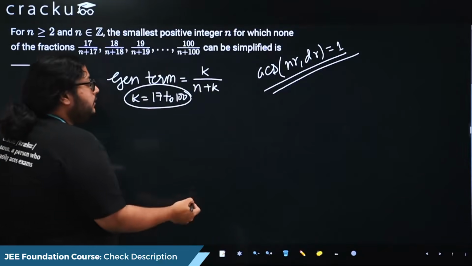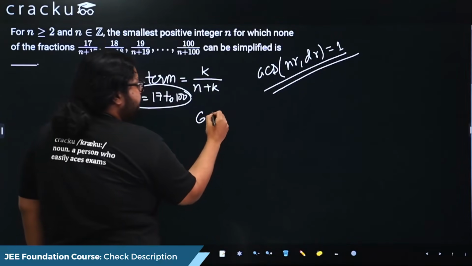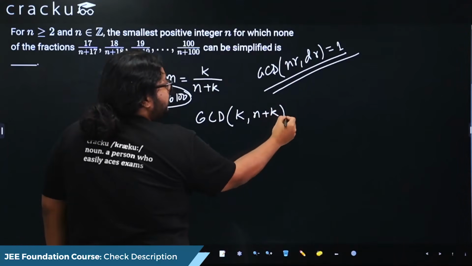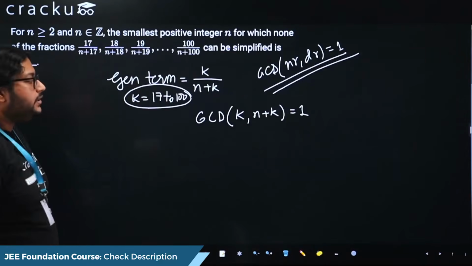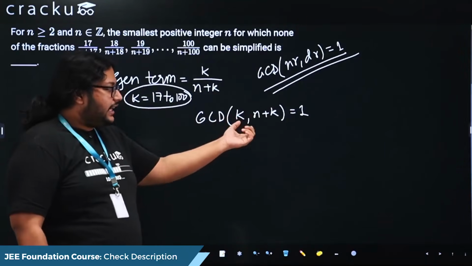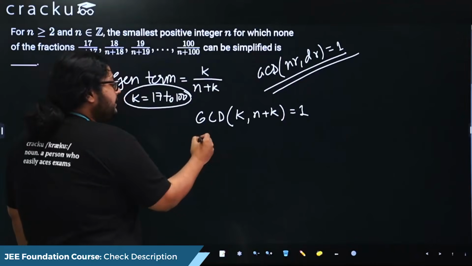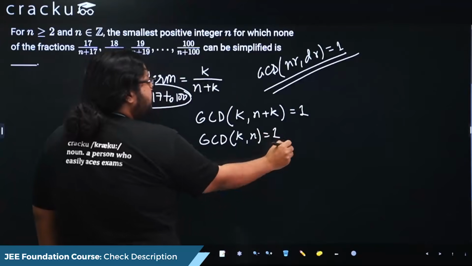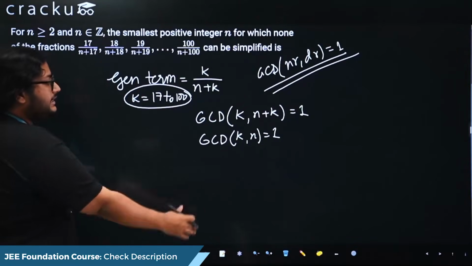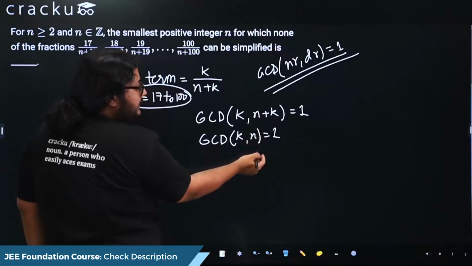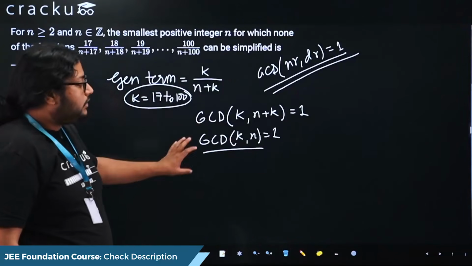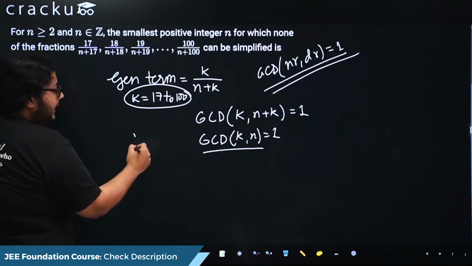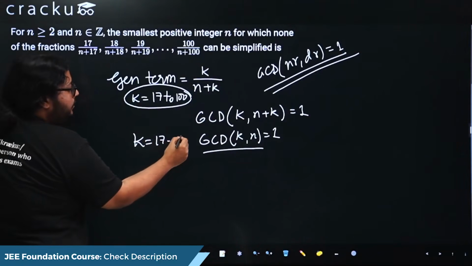And what do we want? We want the GCD or the HCF, basically GCD of k and n plus k to be equal to 1. Now we know the property, right? If GCD of k and n plus k is equal to 1, that means the GCD of k and n will also be equal to 1, because GCD of k and n plus k is the same as GCD of k and n. So GCD of k and n is equal to 1, and k is going from 17 to 100.